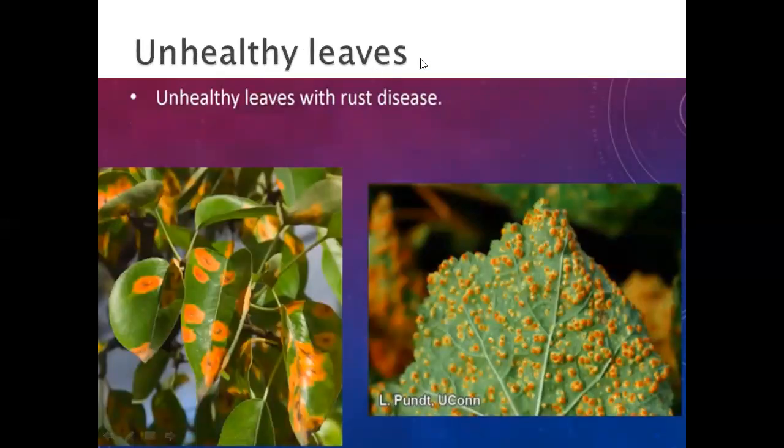Unhealthy leaves. One more example, rusty. Rust. Look here on the leaves. Smallpox, rust. Unhealthy leaves with rust disease. These are both examples of an unhealthy plant. It belongs to an unhealthy plant, and this one also.